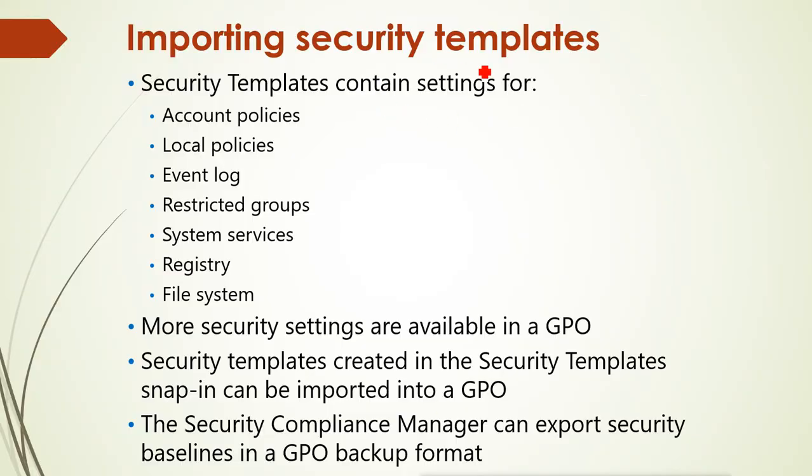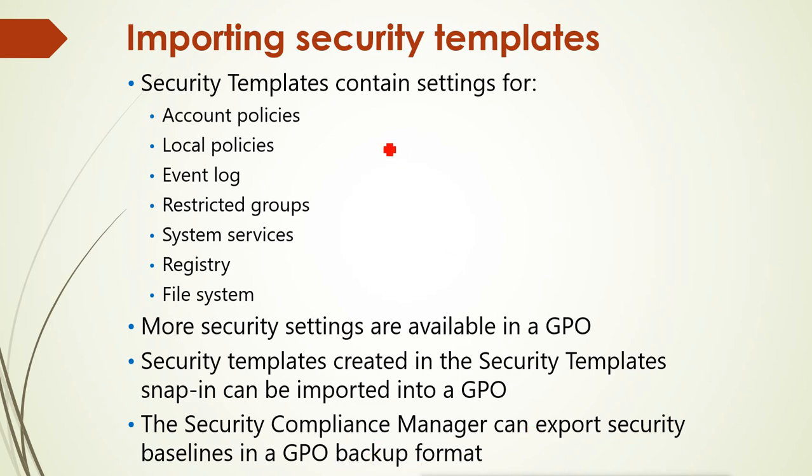Then importing the security templates. Security templates are the templates related to security. Security means the account policies, local policies, event logs, restricted groups, system services, registry, and file systems. These are the main settings available in these security templates. More security settings are available in a GPO. In the group policy object, we have more settings for these security templates, and a security template created in the security template snap-in can be imported into a GPO also. And the Security Compliance Manager can export security baselines in GPO backup format.